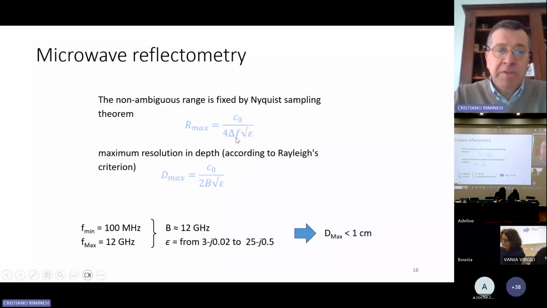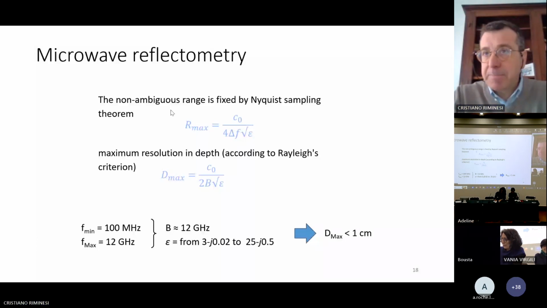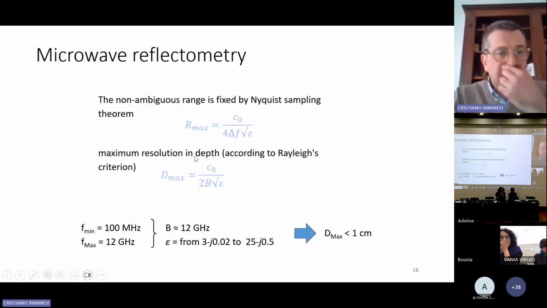so it depends on the operating band, the band of frequency of the system, and on the material characteristics from an electromagnetic point of view. While the resolution depends on the size, in particular the size of the operating frequency band. In this case, we operate in this range.